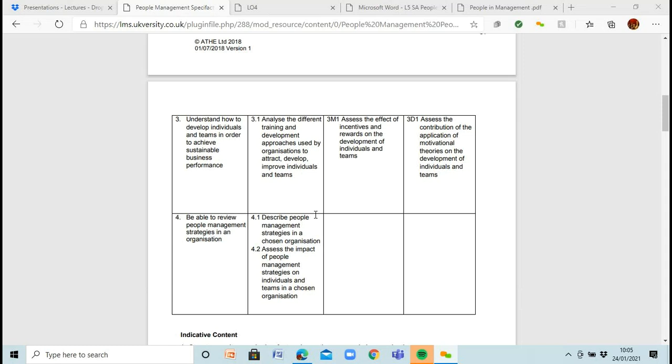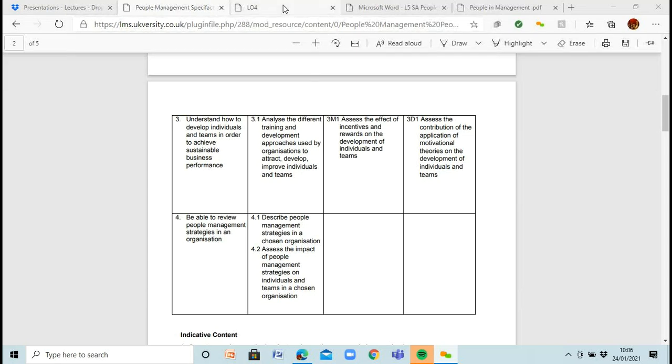Today we're going to be focusing on learning outcome 4, and this is be able to review people management strategies in an organization. Now there are only 2 pass criteria within this learning outcome. So assessment criteria 4.1 is describe people management strategies in a chosen organization, and then 4.2 is assess the impact of people management strategies on individuals and teams in a chosen organization.